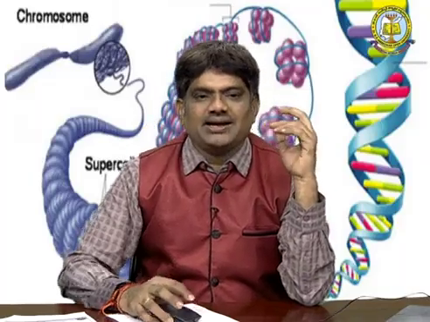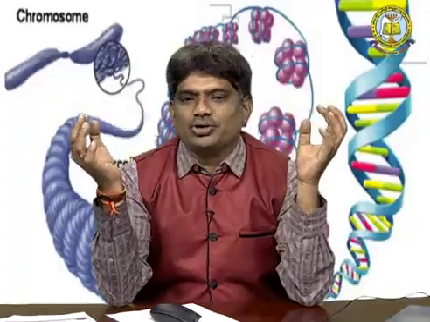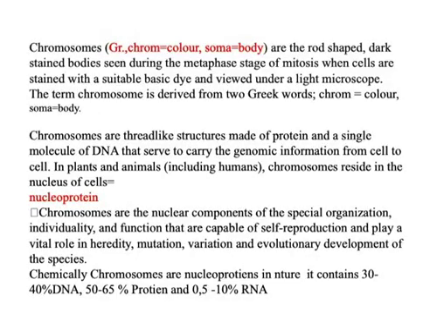Next, as I already told you, chroma means color and soma means body. The color body is rod-shaped and takes a dark stain. We stain the chromosome with Feulgen, orcein or acetocarmine. Whenever we use these stains, the DNA absorbs the stain and becomes colorful, so we can easily identify this color body in the nucleus.